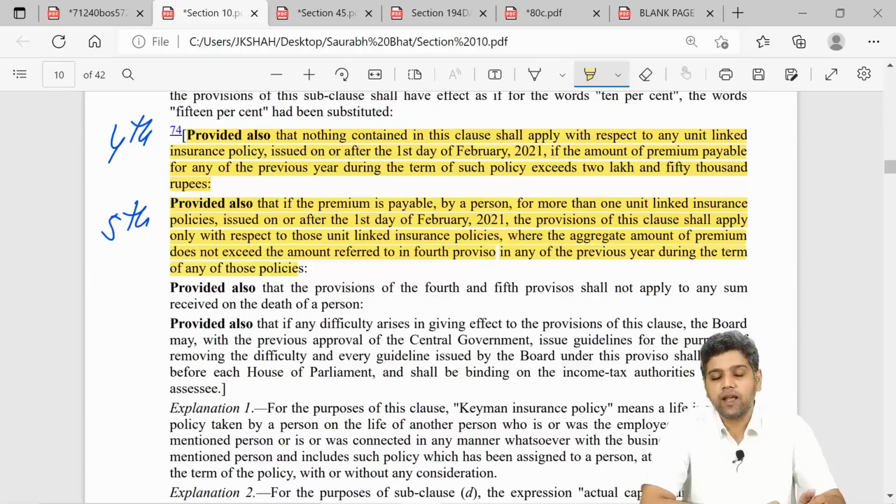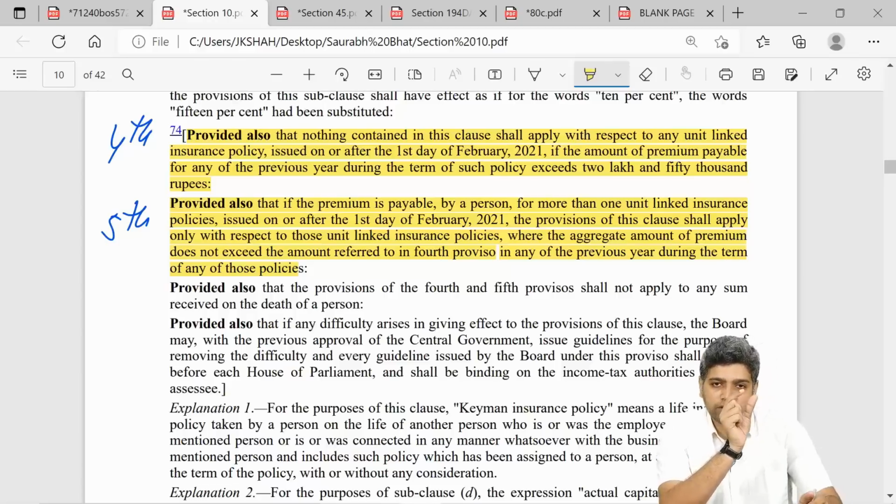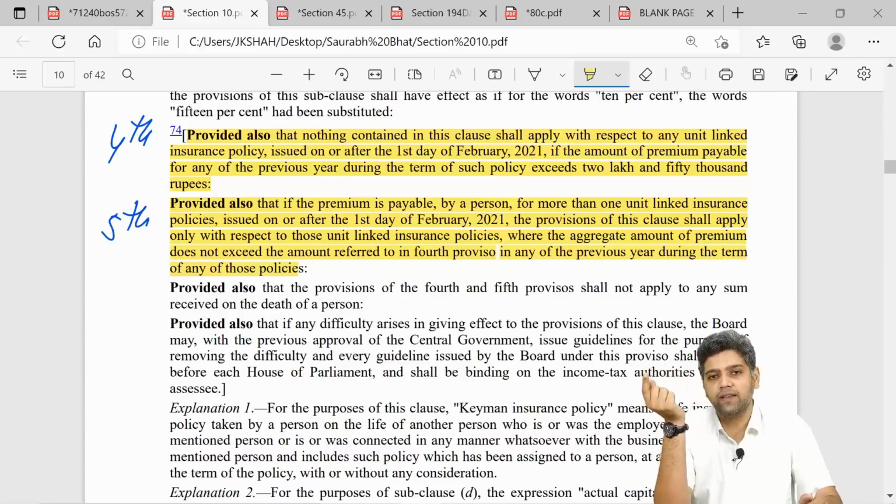In short, what they are trying to say is, let's say I take 5 ULIPs, then provision of 10 clause 10D exemption will apply only with regard to those set of ULIPs where the aggregate premium does not exceed 2,50,000 rupees. In short, with regard to all other ULIPs, the provision of 10 clause 10D will not apply, and therefore it would be regarded as capital asset and it would give rise to capital gains.